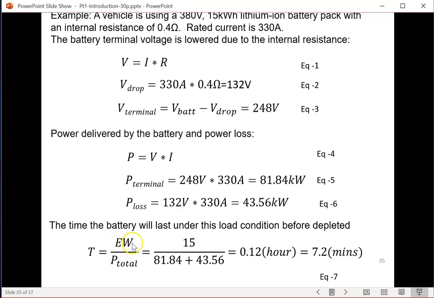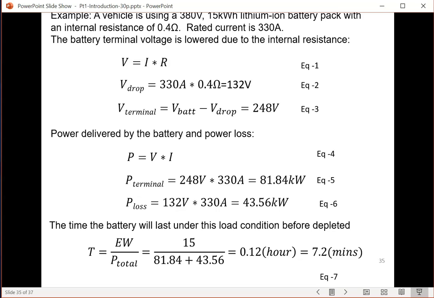That's EW. EW equals P times T. Therefore, T equals EW over total power. So 15 divided by the total, which is P terminal plus P loss. So 81.84 plus 43.56.